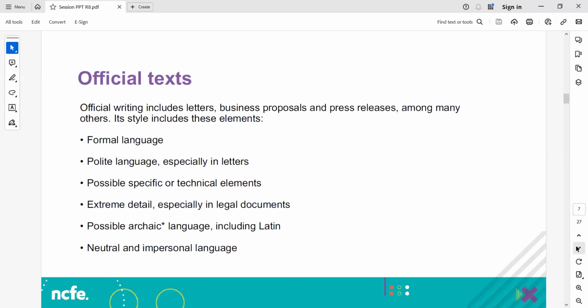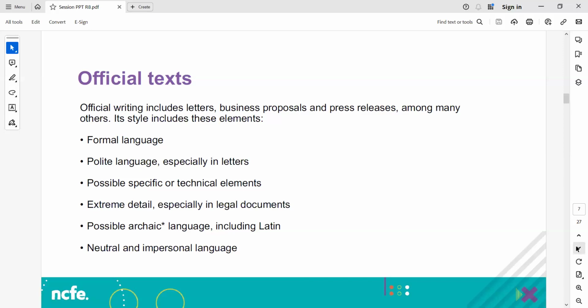Official texts. So this includes letters, business proposals, press releases, and many others. Its style includes these elements. So formal language, again, long, complex sentences, no contractions, and so on. Polite language. We would like you to attend this meeting. We would like to put forward this proposal, and so on.